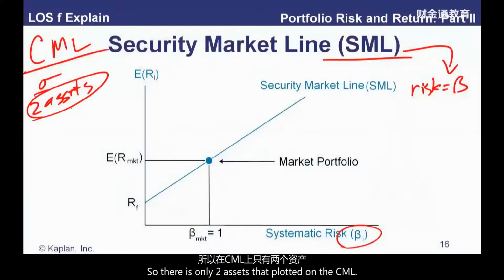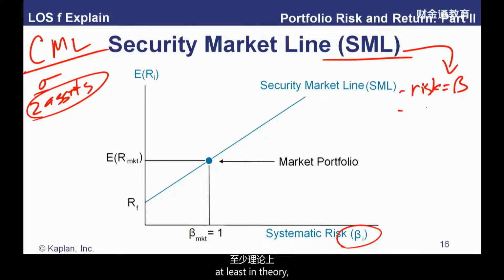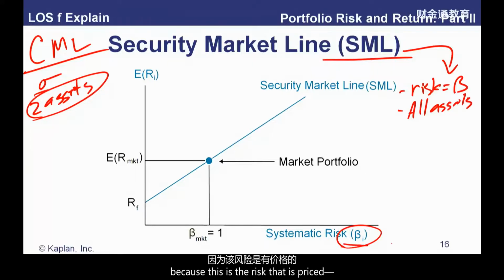So there's only 2 assets that plot on the CML. But when we go to the SML, at least in theory, all assets will plot on the SML, all right? So all assets plot on it because this is the risk that is priced. It's the only risk that's priced in this world.